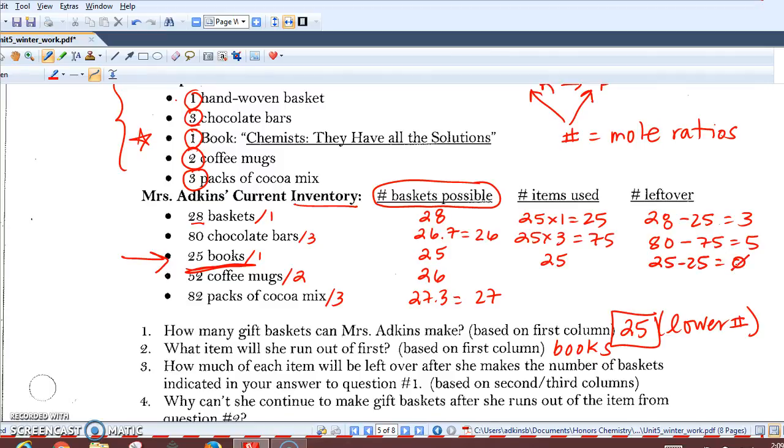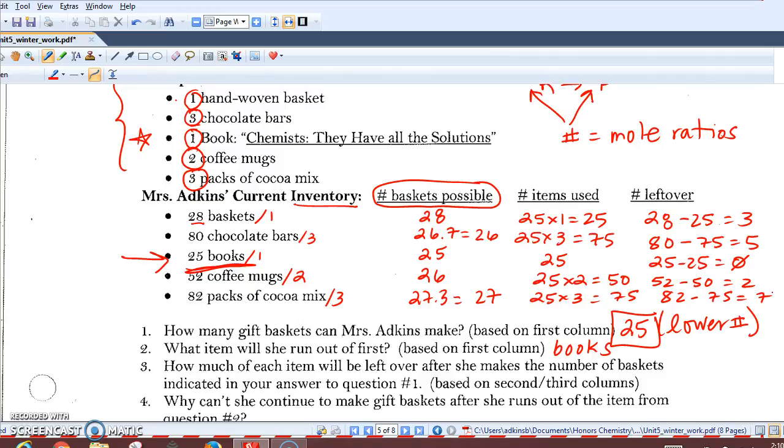All right, for coffee mugs, if I make 25 and each basket takes 2, I'm going to use 50. My inventory was 52, so I'm going to have 2 left over. And then for cocoa mix, if I make 25 and each basket takes 3, I'm going to use 75. I started with 82, so 82 minus 75 gives you 7 left over.